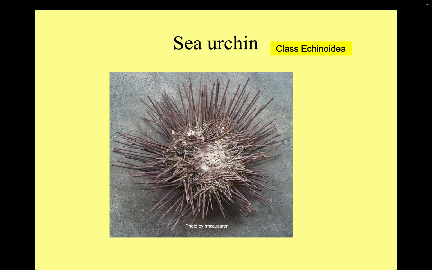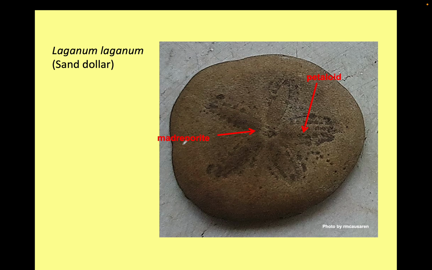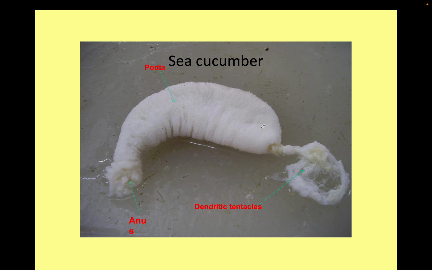Then for Echinoidea, we have the sea urchin. Sand dollar is another example of Echinoidea, Laganum laganum. Here you can see impressions on the aboral surface that look like a flower, and the identified opening of the water vascular system, the madreporite. Then we have the sea cucumber. Here you can see the tentacles associated with the mouth, and the anal opening.